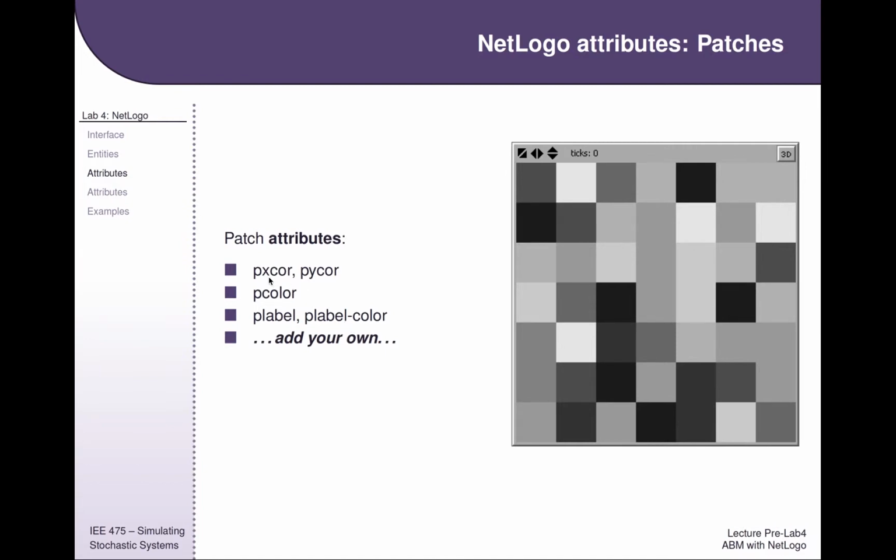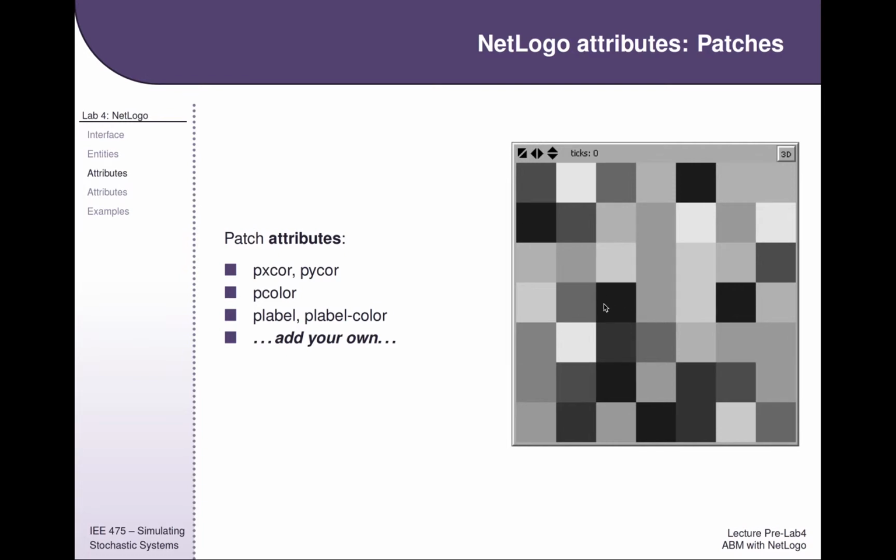Well, I guess the one difference is the xcor and the ycor, those are only readable. So you can't change the X coordinate and the Y coordinate of a patch because, again, a patch is stationary. It doesn't move. But we still view those as attributes. They're just fixed attributes for the life of the patch. All right, and you can add your own.